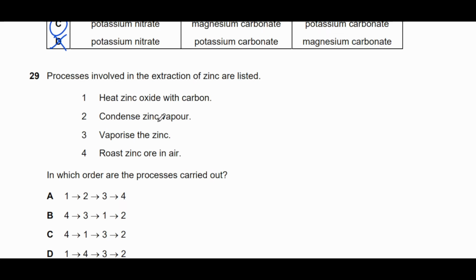Processes involved in the extraction of zinc are listed. In which order are the processes carried out? So first, obviously, you have to start with the zinc ore. So therefore, the fourth process would be number 1. This is the first thing that happens. Therefore, A and D are wrong.